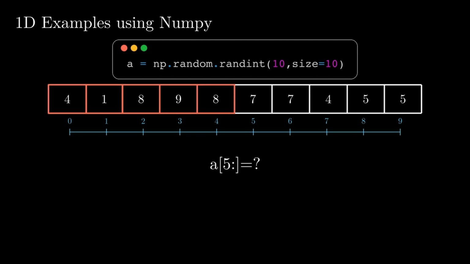How about we swap it? 5 colon, that means it's starting with index 5 all the way to the end. No matter how big your array is, it's all the way to the end. Let's talk about this case.